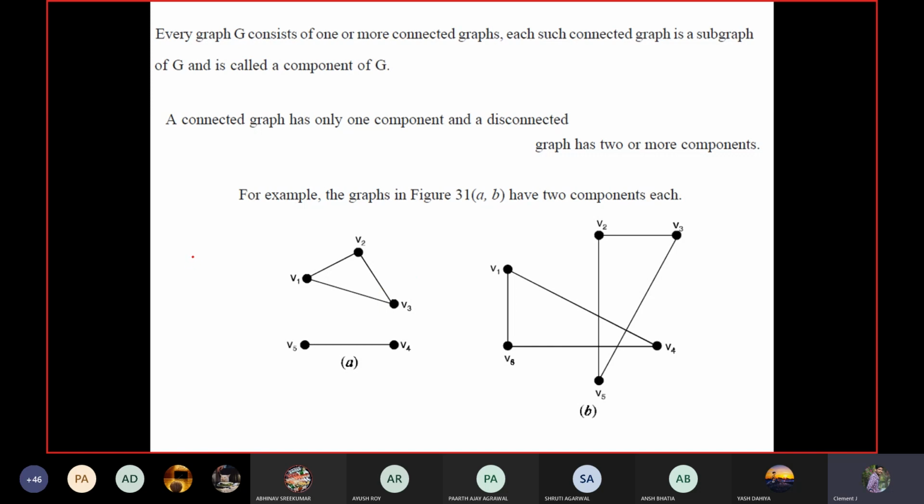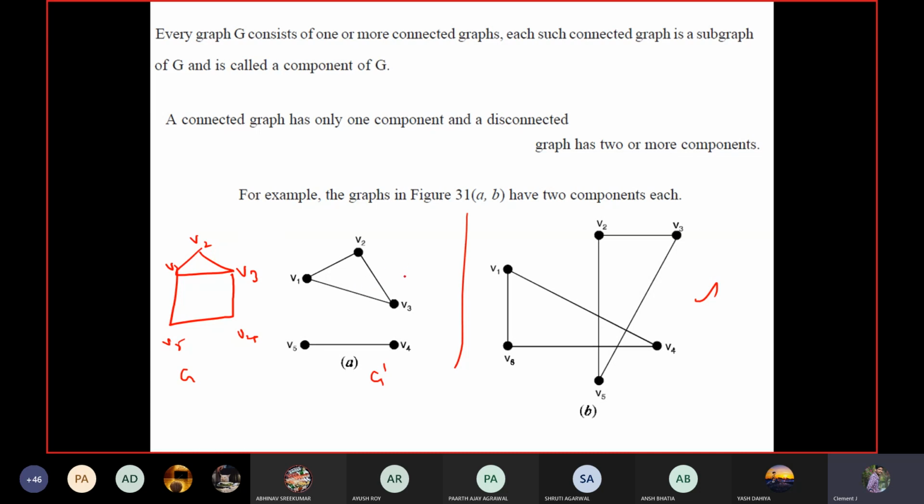Let me explain one more thing. Here we have V1, V2, V3, V4, V5. First, consider this graph as G and then G dash. Try to say whether G is a connected graph or a disconnected graph. Connected, sir. Very good. G dash? Disconnected. So this is connected, this is disconnected.